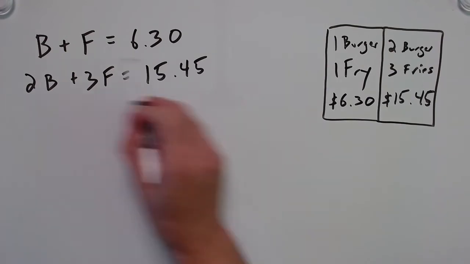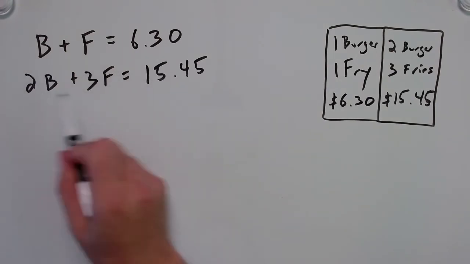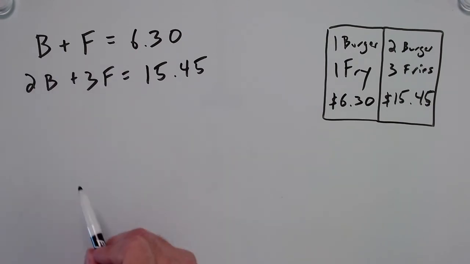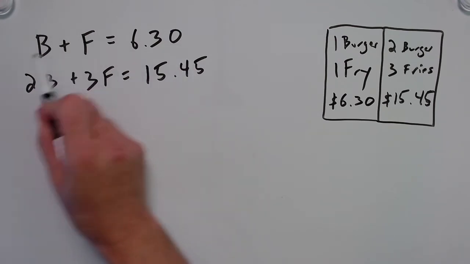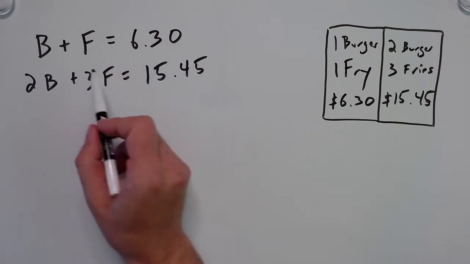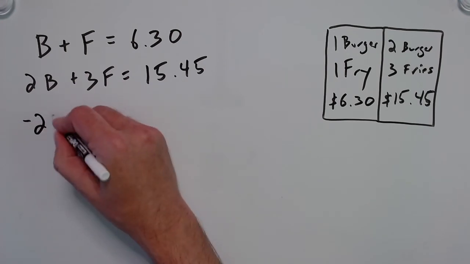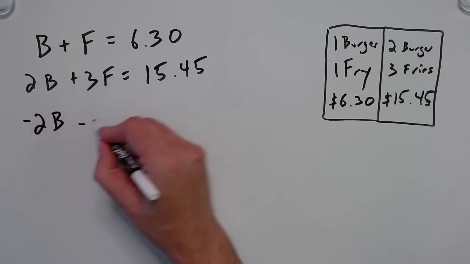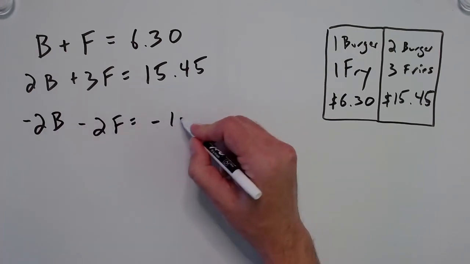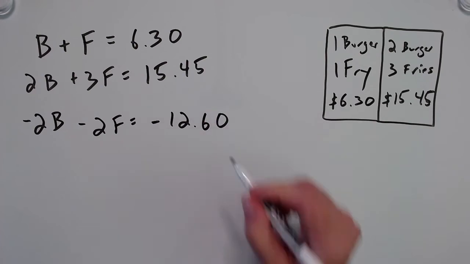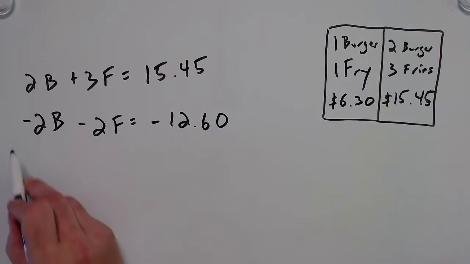So how can we solve this? We could do substitution, addition. I see these 2 b's, and I'm going to try to get rid of them. So I'm going to multiply the top equation by a -2. So that would leave us with -2b minus 2f equals -12.60. So I'm going to get rid of this equation. And then we'll go stack 'em style here.